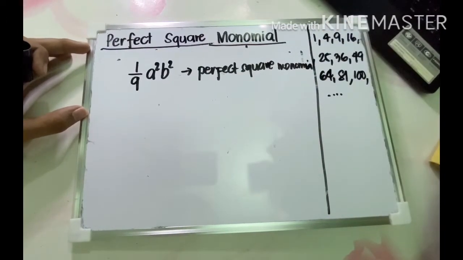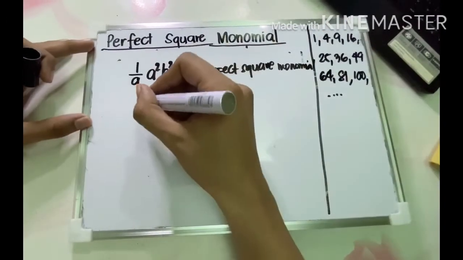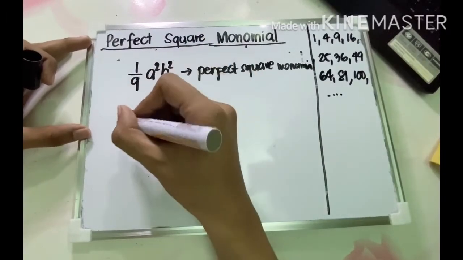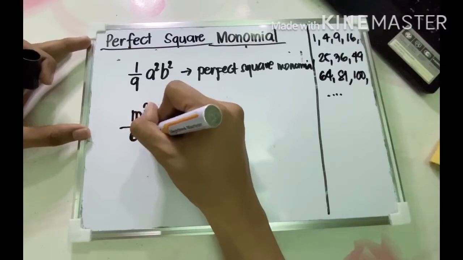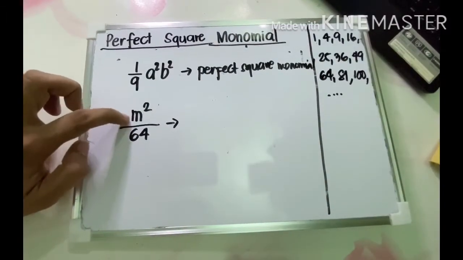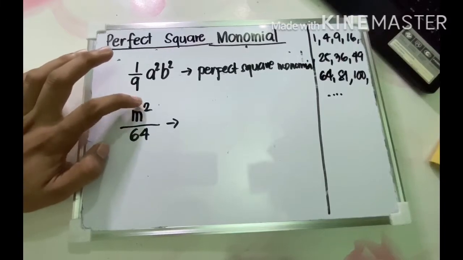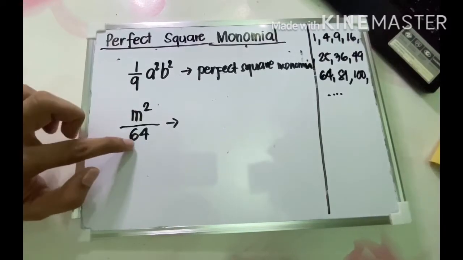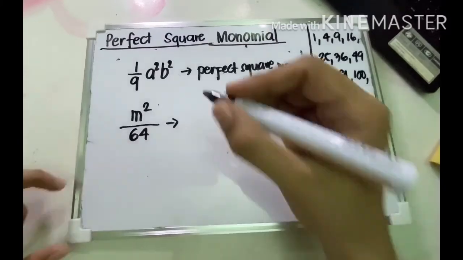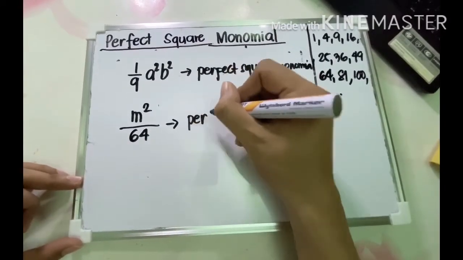Right? We can also have m squared over 64. So m squared, the variable m has the exponent of 2, and 2 is even. 64 is a perfect square. So therefore, this is a perfect square monomial.